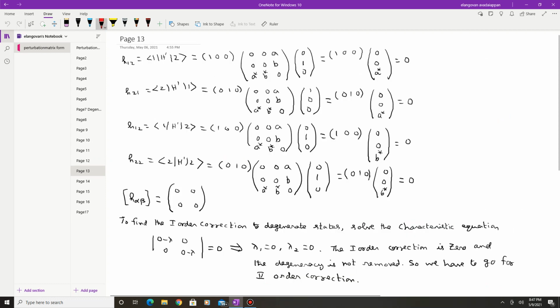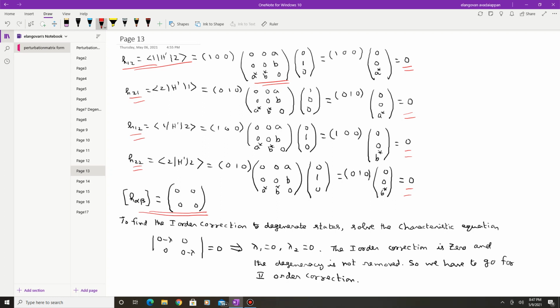Similarly, H12 can be determined. Bra 1 H prime ket 2. So this bra vector is available, ket vector is available, H prime is also available. Once you substitute and multiply, you find 0. H21 is also found to be 0. H22 is 0. So this matrix H alpha beta is 0 0 0 0. All the elements are 0.